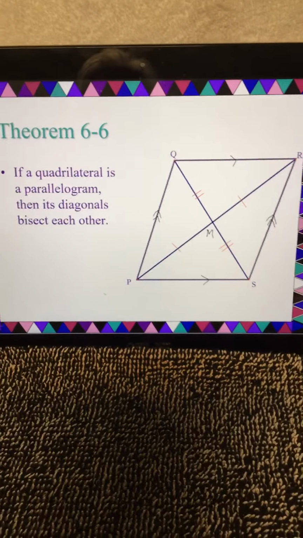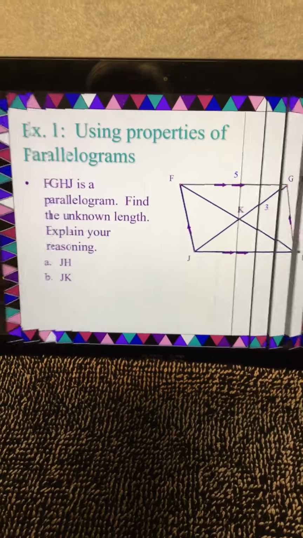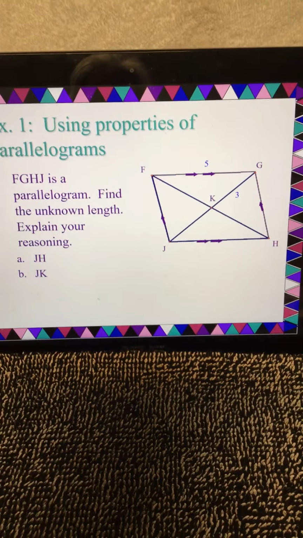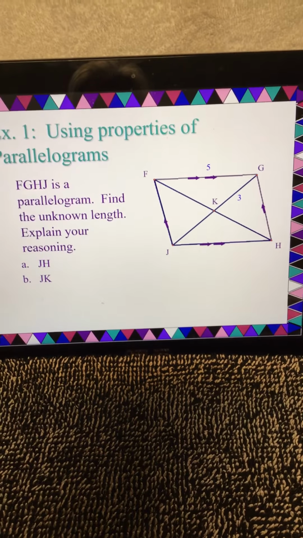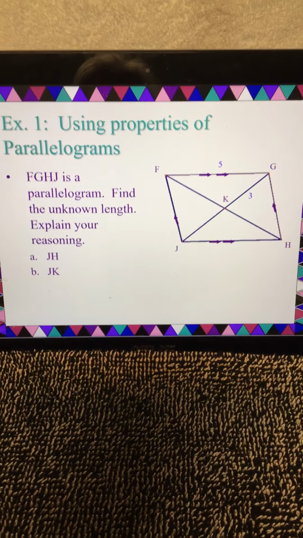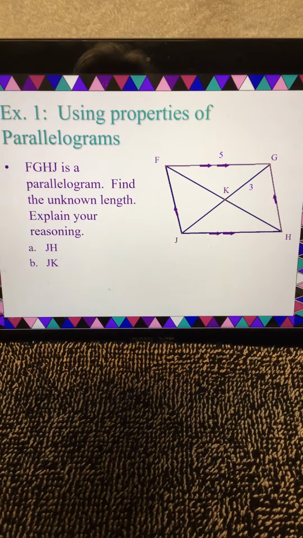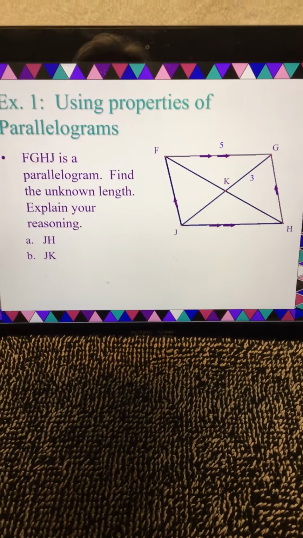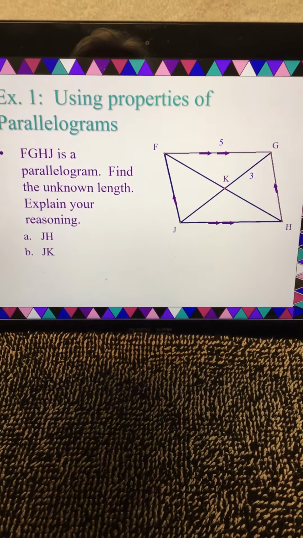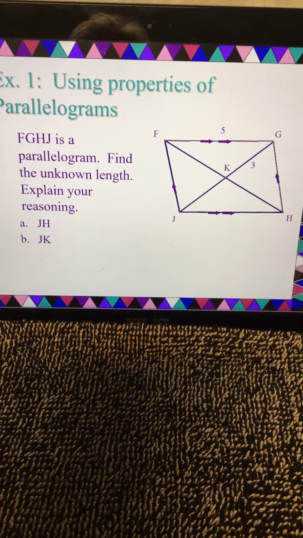All right, so now we want to talk about how to use or apply these theorems. In this problem, you're going to need to mark your pictures on your paper. I knew that some of this information wasn't going to print exactly for you, so you need to label your parallelogram as F, G, H, J. Your diagonals should have printed, and they intersect at a point called K. FG measures 5, and GK is measuring 3.